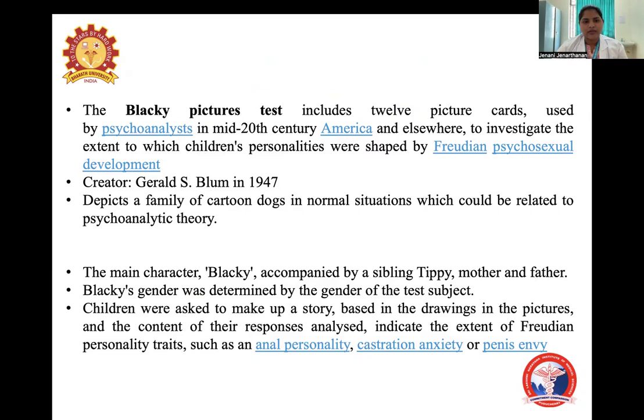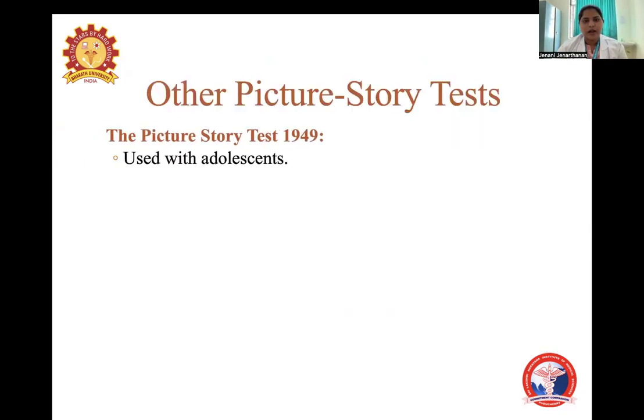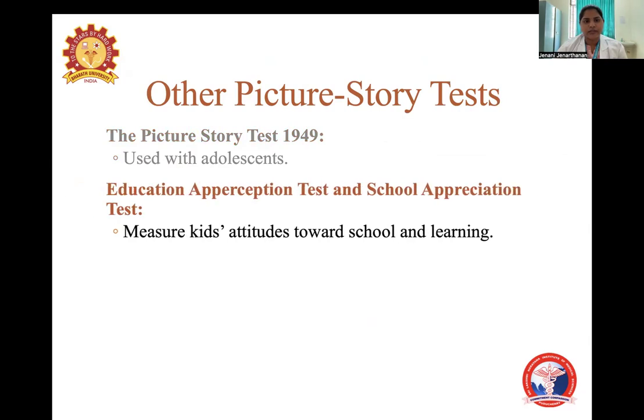The main character is Blacky, accompanied by a sibling, Tippy, a mother and a father. Blacky's gender was determined by the gender of the test subject. Children were asked to make up a story based on the pictures, and the content of these responses was analyzed to indicate the extent of Freudian personality traits such as an anal personality, castration anxiety, or penis envy.